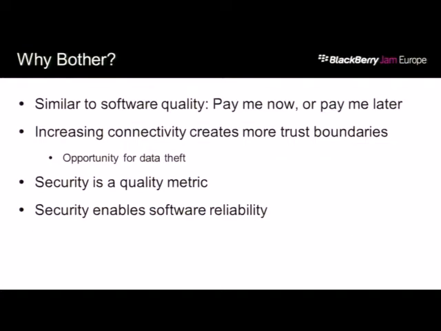Increasing connectivity creates more trust boundaries. These days, the devices that you have in your hand have many, many different ways of connecting to the outside world. So not just cellular, there's Wi-Fi, there's Bluetooth, NFC, various connectivity methods, and this creates more opportunity for theft. And security is a quality metric. It enables software reliability as well. The more secure your software is, the better your reputation is, and the more likelihood of customers buying your software.